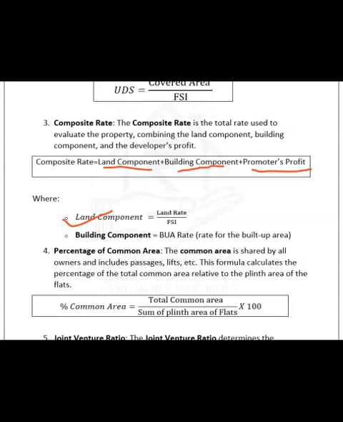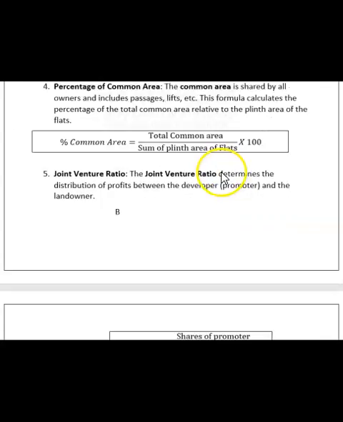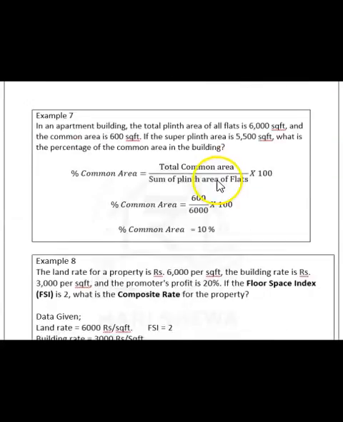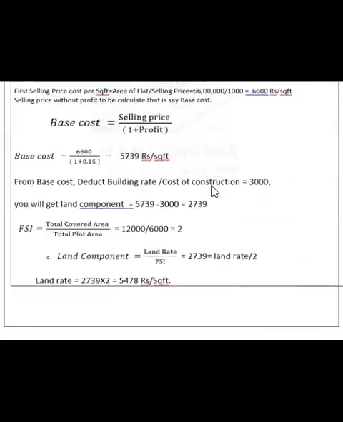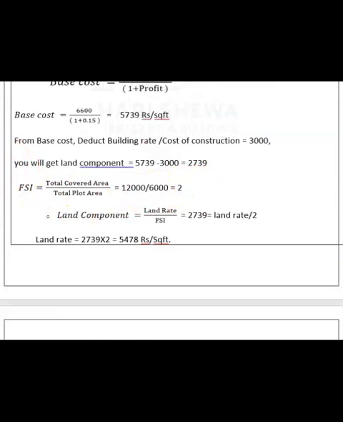Land component is land rate upon FSI. Now, you calculated the land component in the last question and FSI you know. First you calculate the FSI, then you will get the land rate. In this question, the land component is 2739. FSI, what is FSI?